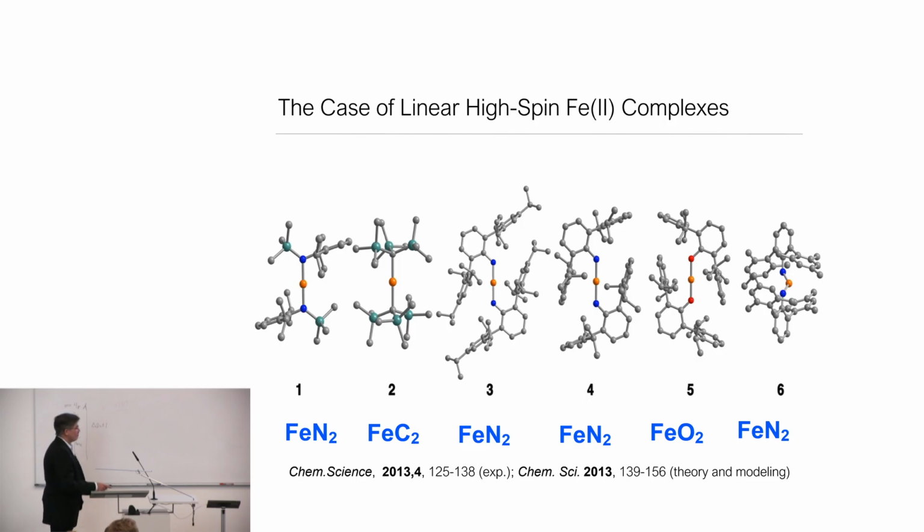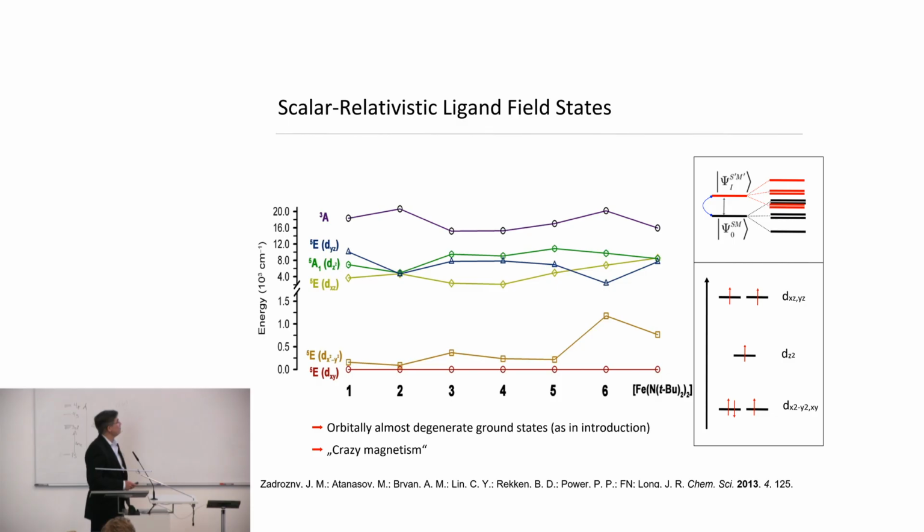Now, when you look at the non-relativistic state, this is high spin iron 2, so you have a quintet state and you have 5 ligand field excited states. The lowest state is a quintet E state. So the lowest non-relativistic roots that you would get out of, say, a CASSCF calculation are very close to degenerate. Based on the slight asymmetry in the ligand sphere, you have in different systems more or less splitting of the degeneracy, except this system 6 here that is slightly bent.